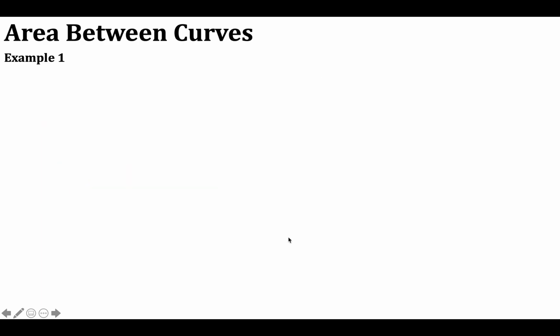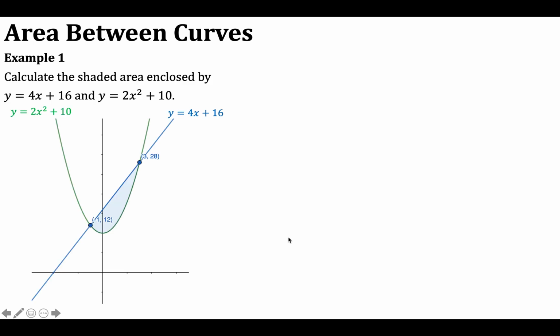So example 1 then, folks. We've got calculate the shaded area enclosed by y equals 4x plus 16 and y equals 2x squared plus 10. Now, if I just look at the area firstly, the first thing I want to do is identify the upper curve and the lower curve. So the upper curve here is my straight line, which is in blue. That's on the top of the area. So that's 4x plus 16, and my lower curve is 2x squared plus 10.